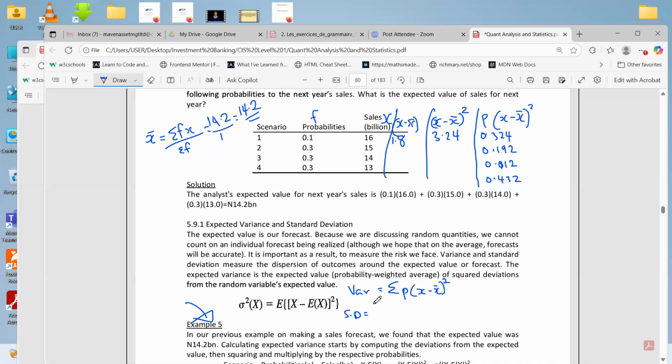What do you do to the variance to get your standard deviation? Anybody? Square root. You find the square root of the variance. Square root to get your standard deviation. So can we do that quickly?